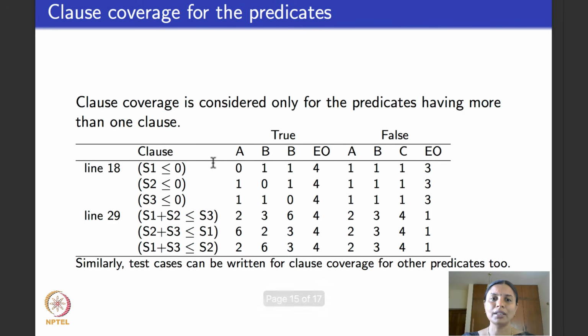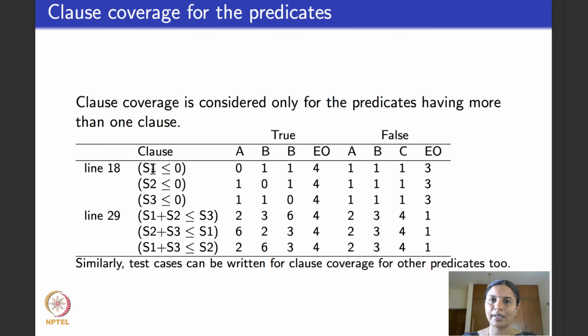Similarly, we can do clause coverage. We didn't do clause coverage for the thermostat example in the last lecture. That predicate also had 4 clauses. Just for illustrative purposes, I have done clause coverage here for some of the predicates. Please remember one point that we discussed a little while ago in this lecture: if a predicate has only one clause, then it doesn't make sense to do clause coverage. A predicate should have more than one clause to be able to do clause coverage. So I have taken 2 example predicates that have more than one clause.